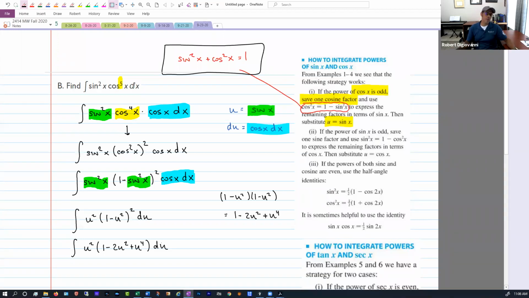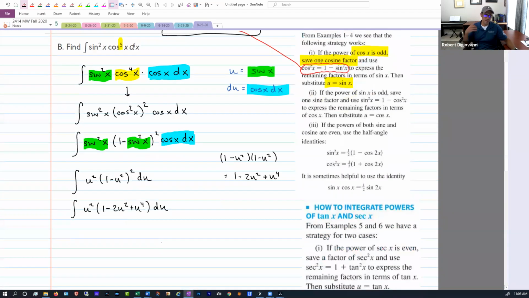And this is all good, right? Like we're happy to see this. This is just going to be power rule when we're done. We're basically looking at a polynomial function, which is just a bunch of powers of u, and we should be able to integrate those term by term. Jorge, you want to keep going?